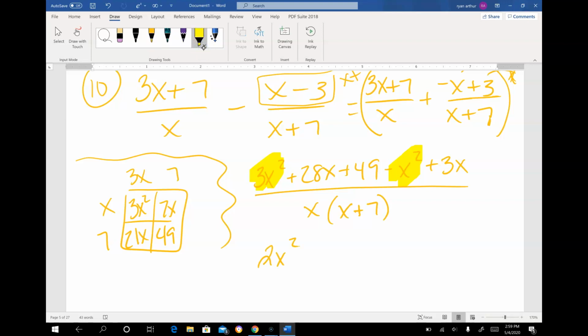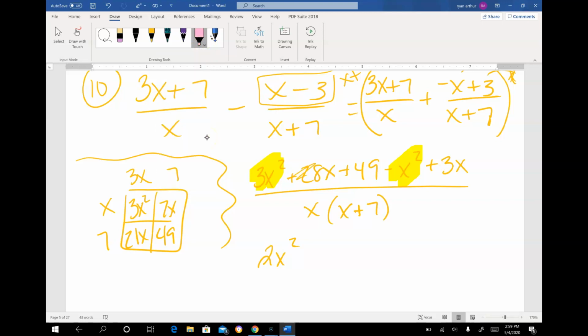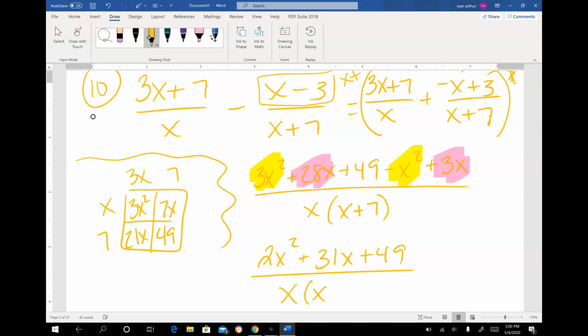Combined, I can combine the 3x squared and the negative x squared and get 2x squared. Then I can combine the linear terms. Lord have mercy. 28x and 3x, and that's going to be 31x. So plus 31x, and then the 49's by itself. Now, I don't think it's factorable, but I've known things to look not factorable and they're factorable. So it wouldn't hurt to do a quick Desmos check.